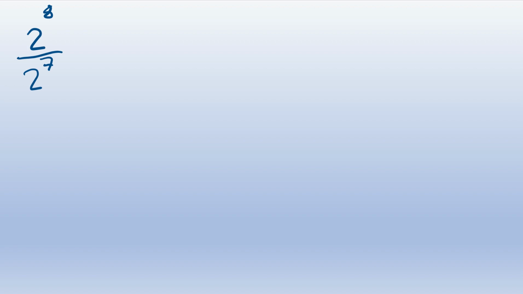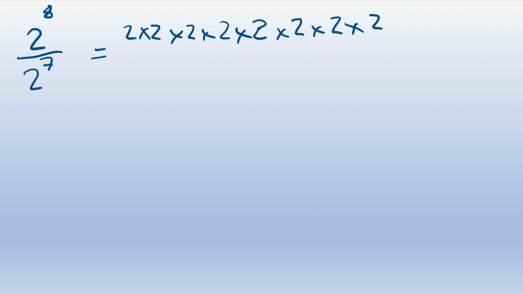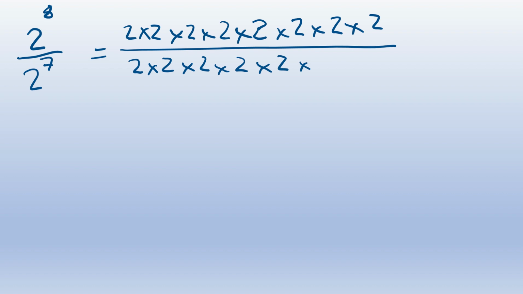You might be asked to simplify that, and I suppose you could put that into your calculator, but just to show you exactly what's going on here, 2 to the power of 8 is 2 times 2 times 2 times 2 times 2, 5 of them, 6, 7, 8, and 2 to the power of 7 is 2 times 2 times 2 times 2 times 2 times 2, 1, 2, 3, 4, 5, 6, 7. That's what your question looks like when you expand everything out.